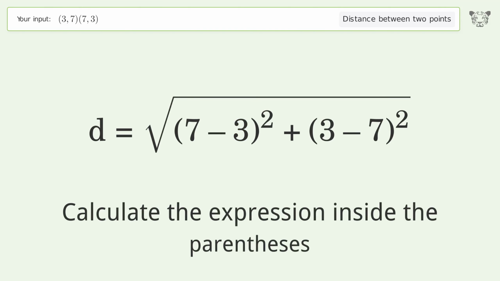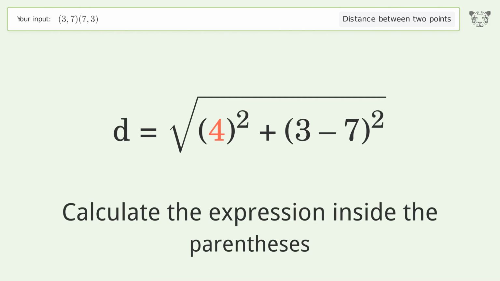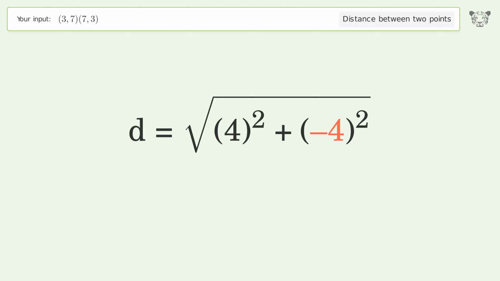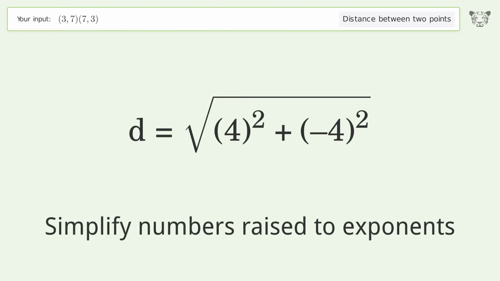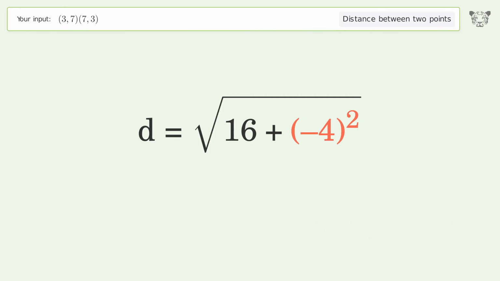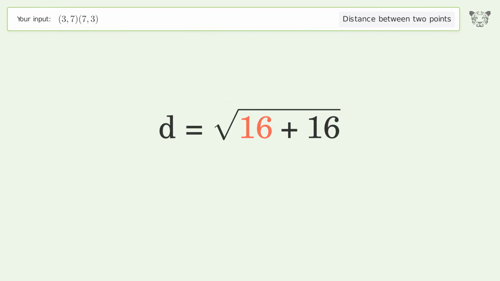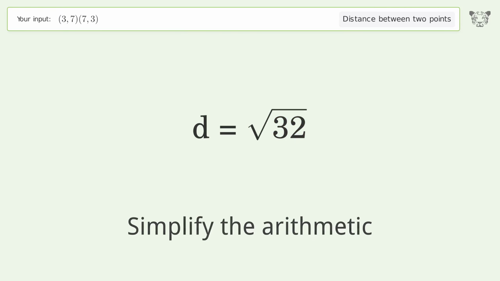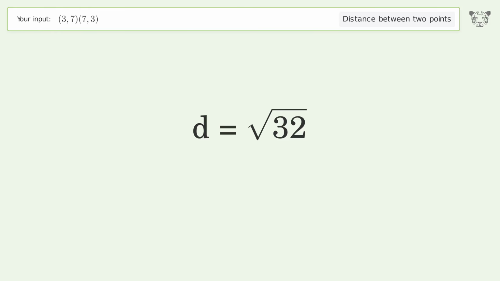Calculate the expression inside the parentheses. Simplify numbers raised to exponents. Simplify the arithmetic. And so the distance between the 2 points is the square root of 32, or 5.657.